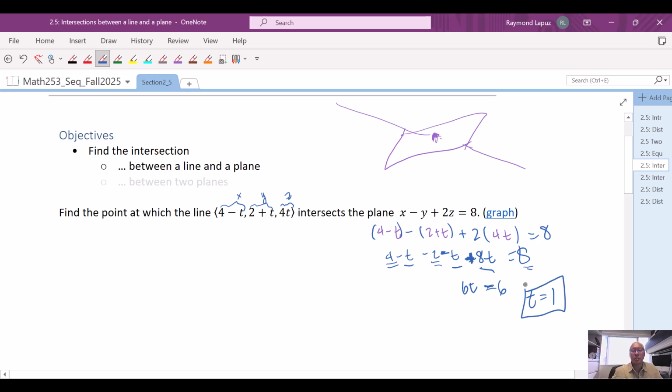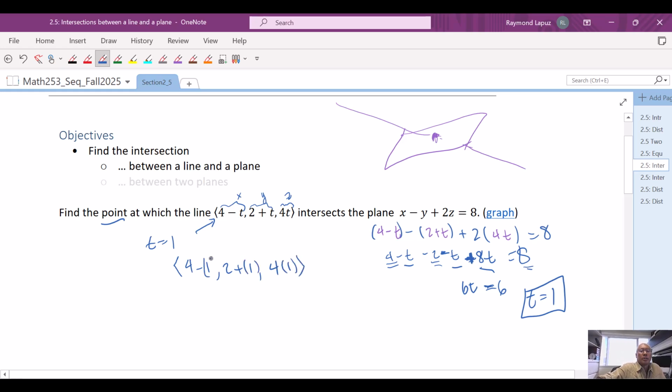So that is going to be our t value. Now, that is not the point of intersection, because we want the actual point. So the point can be given by putting the t back into this line. So let's put t is equal to 1 into that line, and we will get 4 minus 1, comma 2 plus 1, comma 4 times 1.